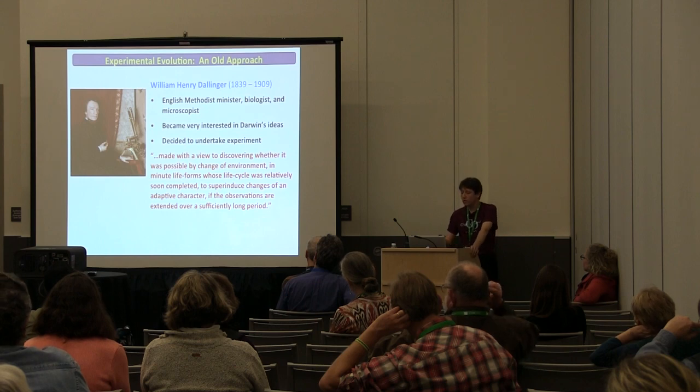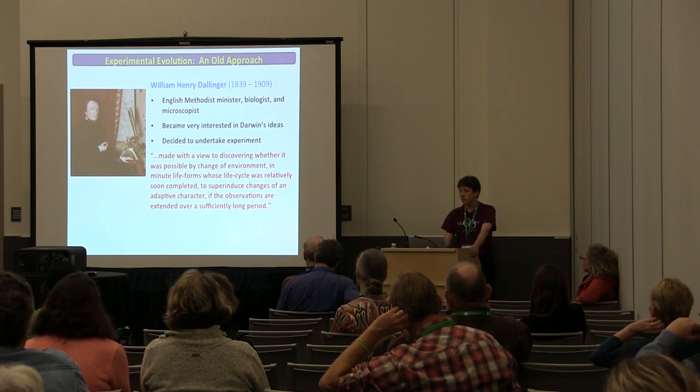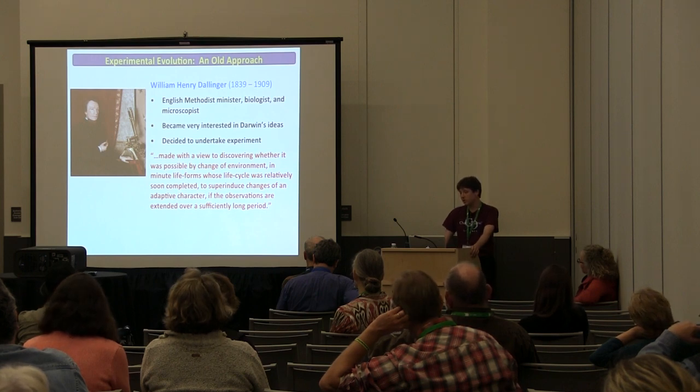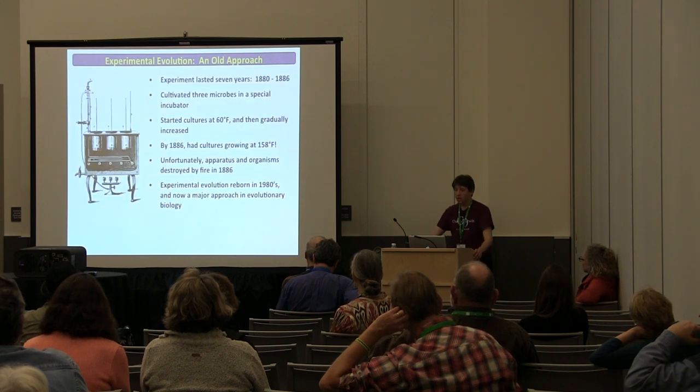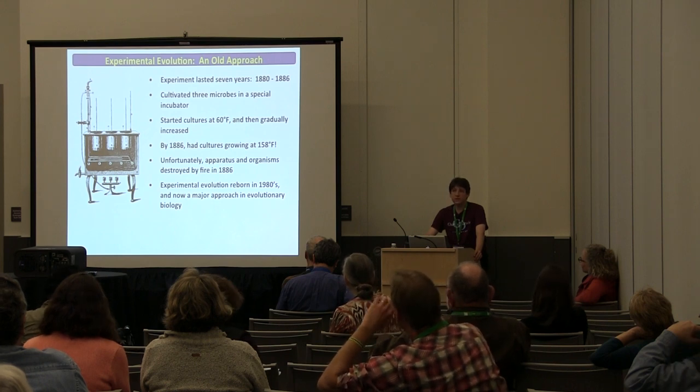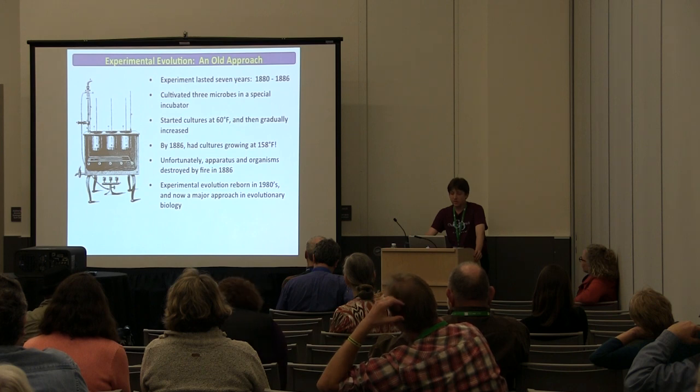Dallinger wrote that he wanted to undertake an experiment made with a view to discovering whether it was possible, by change of environment in minute life forms whose life cycle was relatively soon completed, to superinduce changes of an adaptive character. The observations are extended over a sufficiently long period of time. So Dallinger's experiment actually lasted 7 years, from 1880 to 1886. And unfortunately, Darwin didn't get to see the end of it because he died in 1882.